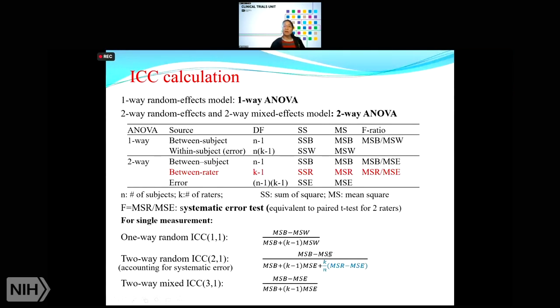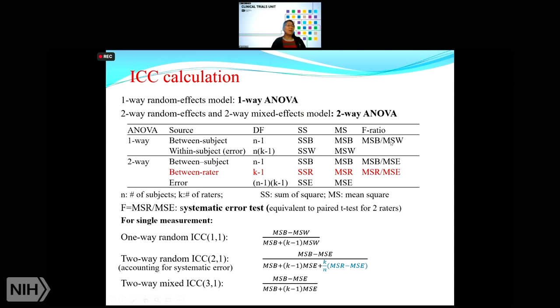ICC calculation is based on ANOVA. For the one-way model, we use one-way ANOVA. And for the two-way random and two-way mixed models, we use two-way ANOVA. These are the one-way ANOVA and two-way ANOVA tables. In the one-way ANOVA, the total variation is split up into between-subject variation and within-subject variation, because the readers are nested within the subject. In the two-way ANOVA, the total variation is split up into between subject, between reader and error, because readers are crossed with subject.